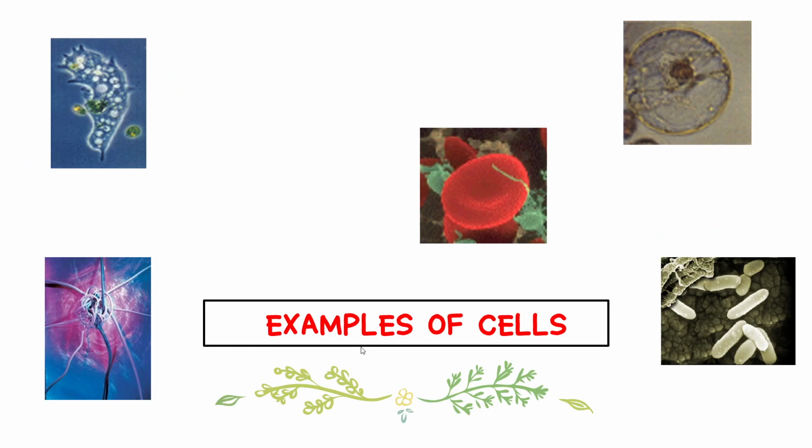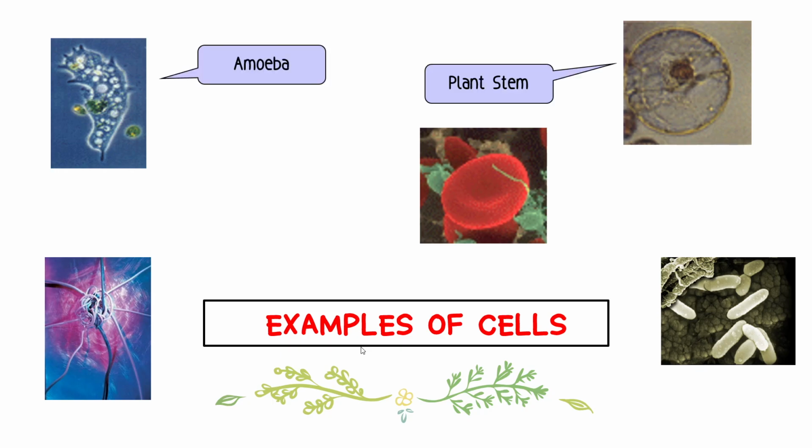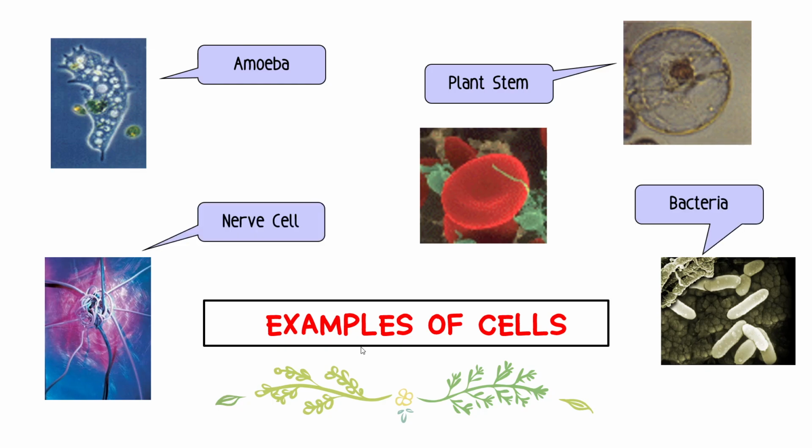So there are a lot of examples of a cell. As you can see, these are some images, which I know you are familiar with some of these. The first example would be your amoeba. Second would be your plant stem. And then you have your bacteria, your nerve cell, and your red blood cells. So these are just some examples of your cells. And looking at these examples, we could actually group them into two.